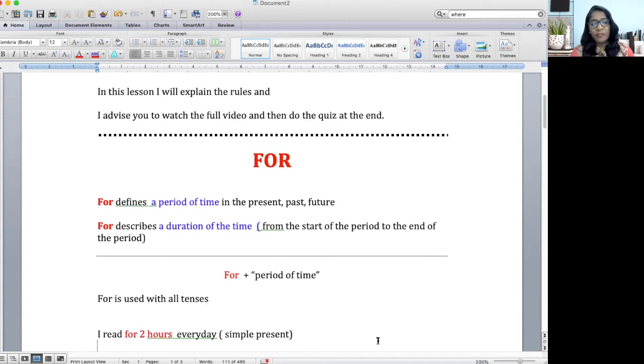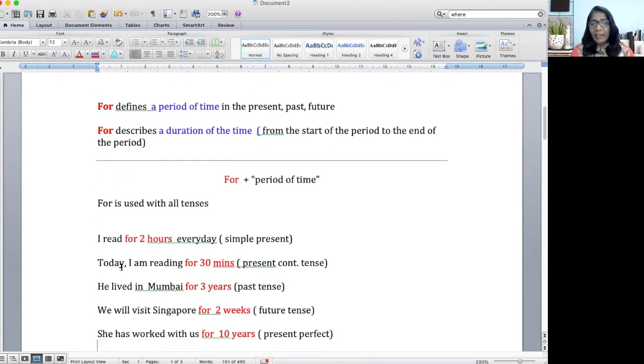Let's go with a couple of examples. I read for 2 hours every day. This sentence is simple present tense, and here for and the period of time is 2 hours. Today, I'm reading for 30 minutes. This is present continuous tense and the period of time is 30 minutes. He lived in Mumbai for 3 years. This sentence is simple past tense and the period of time is 3 years. We will visit Singapore for 2 weeks. This is future tense and the period of time is 2 weeks.